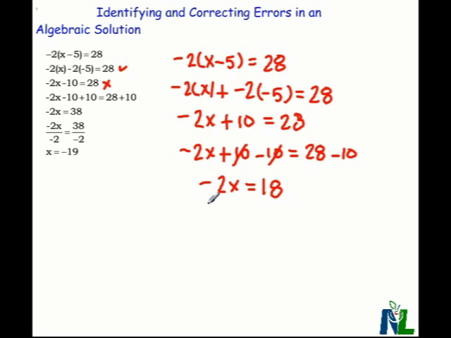The inverse operation of multiplication is division, so we will divide both sides by -2. -2 divided by -2 is 1, leaving us with x equals, and 18 divided by -2 is -9. So this is the correct solution. x equals -9 instead of x equals -19.